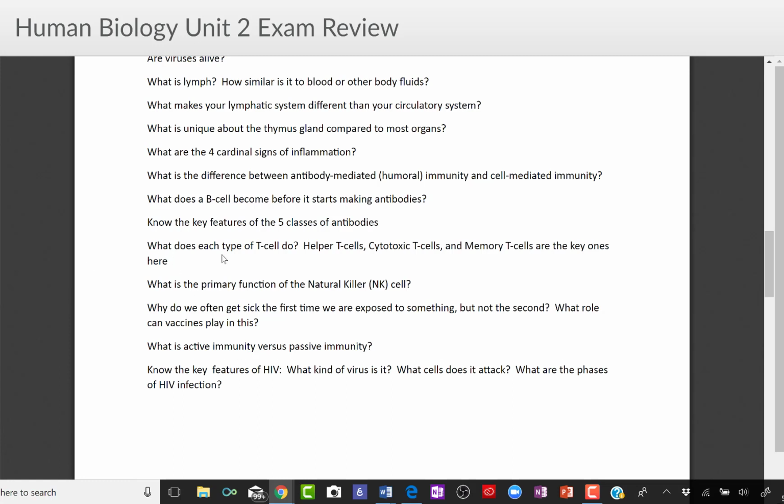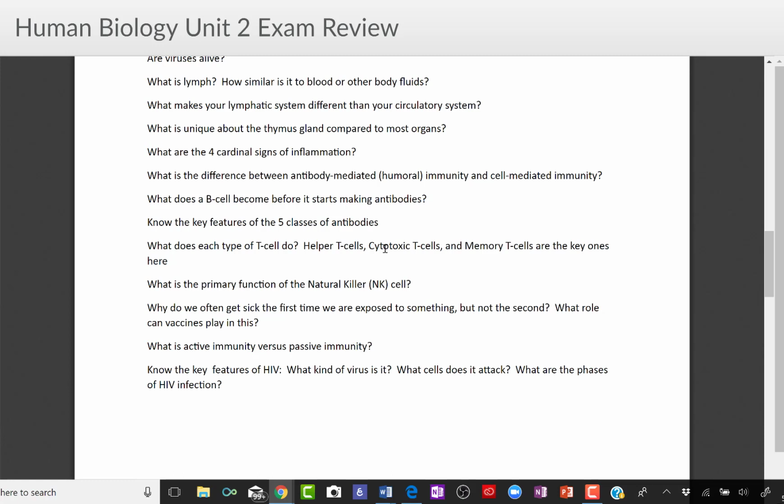What is unique about the thymus gland compared to most organs? The thymus gland is very important when you're young and becomes less important. So it actually shrivels up and atrophies and becomes fibrotic. So let's say when you were born, your thymus gland might have been like 1.5 ounces. By the time you're 50, it might be like 0.4 or 0.3 ounces. So that's kind of a unique thing.